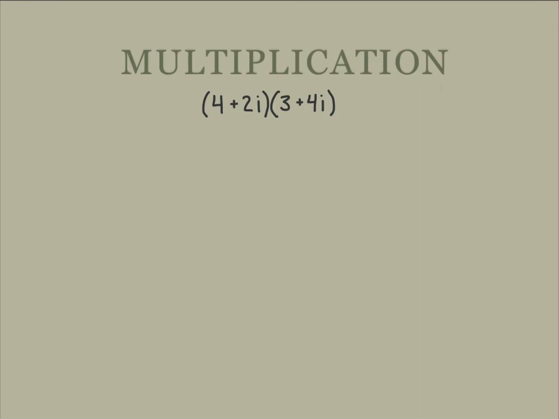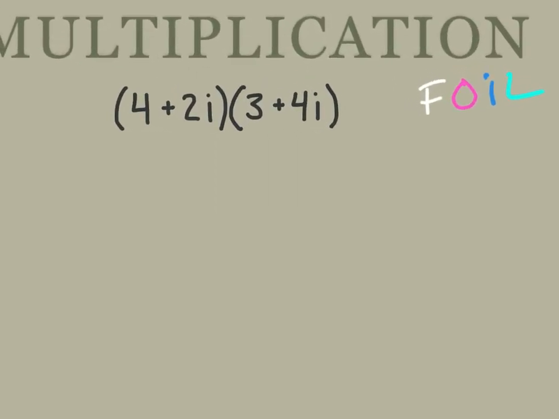What do we have to do here? Foil. So we start with our first terms. What are our first terms that we're going to multiply here? 4 times 3. So the first one in each of the parentheses. So what's 4 times 3? 12. Next we multiply the outside. So what are our outside terms? 4 and 4i. So what's 4 times 4? 16i.